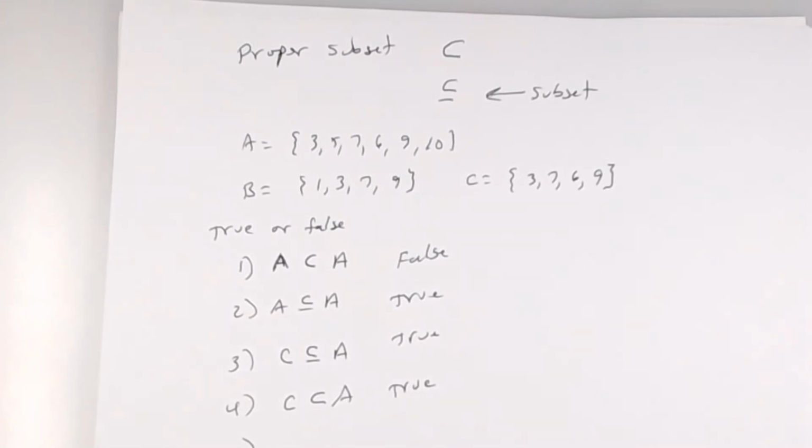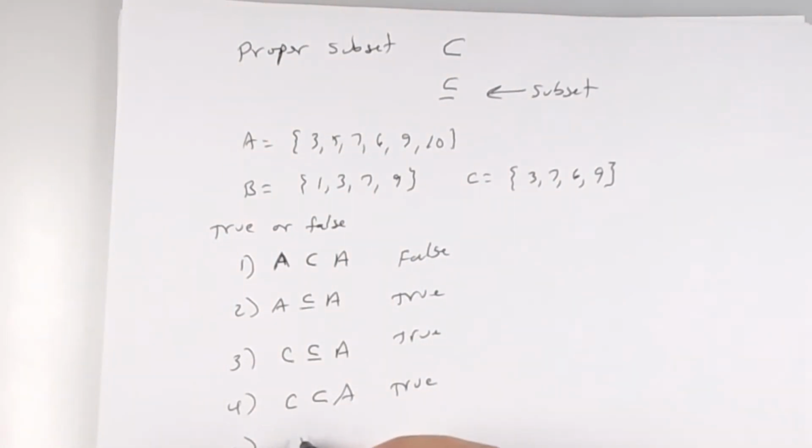Number 5, true or false? B is a subset of A. True or false? That's false. Because there's one element of B that's not in A. So that's false.